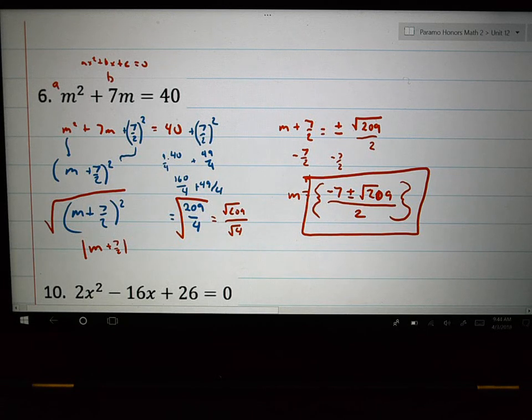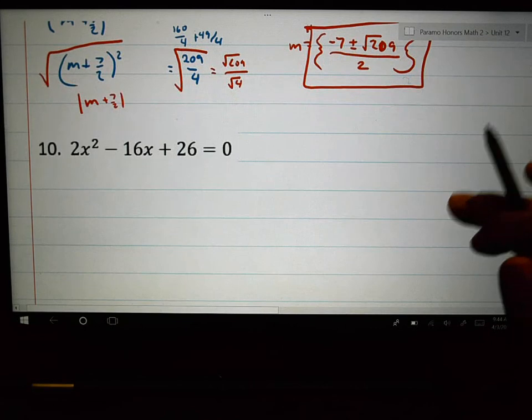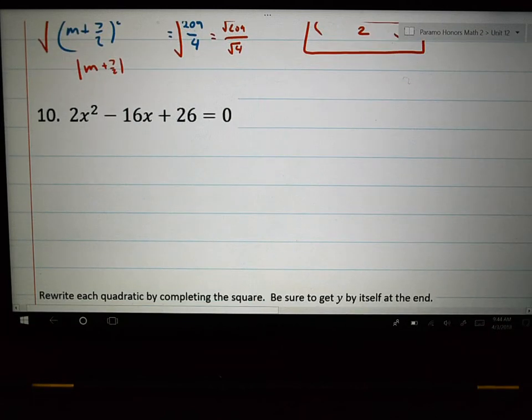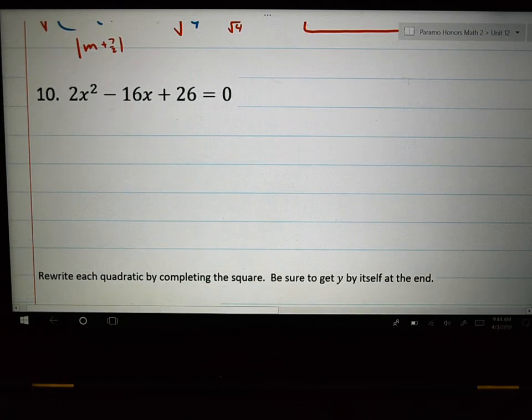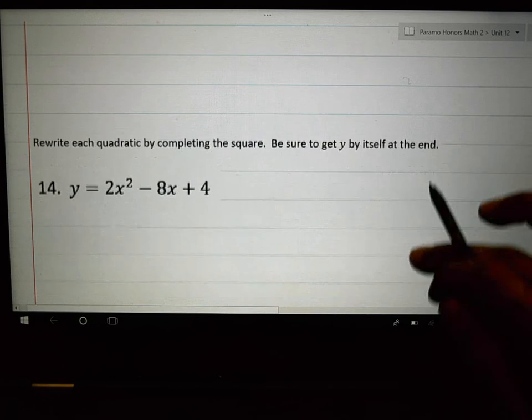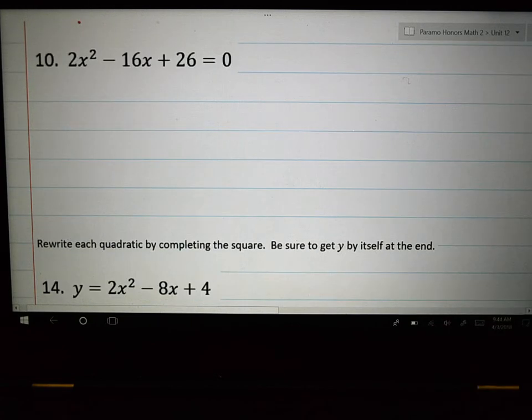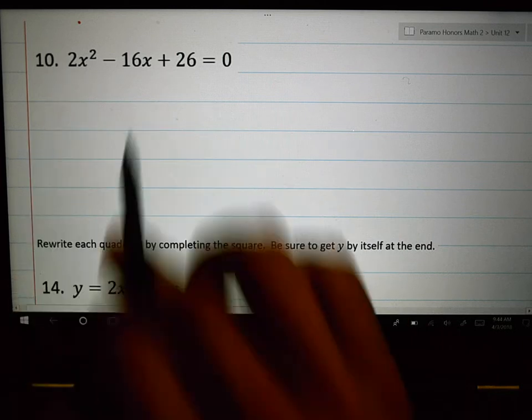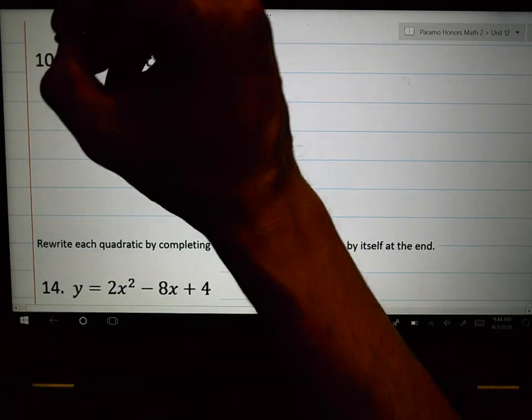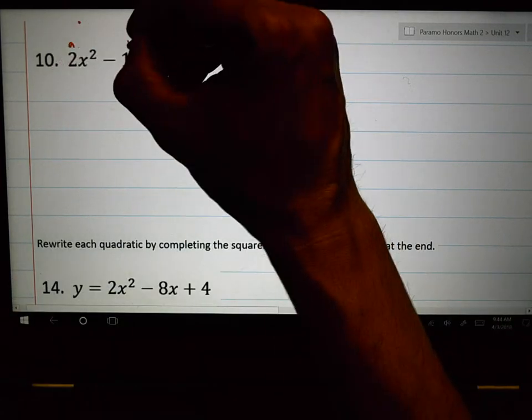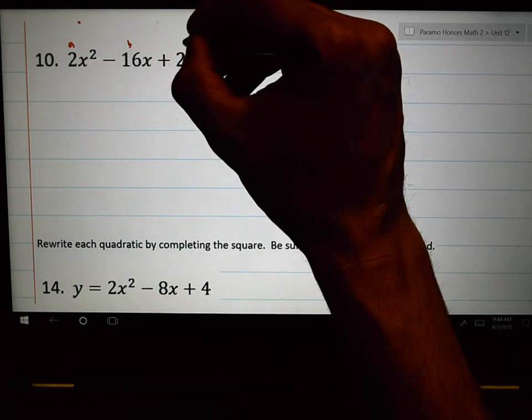Now what's the next step? The next step is what happens when your a is not equal to 1. So let's do number 10. How many more? I have 10, 14. Okay, so I got this one and one more. What happens when your a is not equal to 1? Here's my a value. I'm going to put a b value, and a c right there. It's equal to 0.